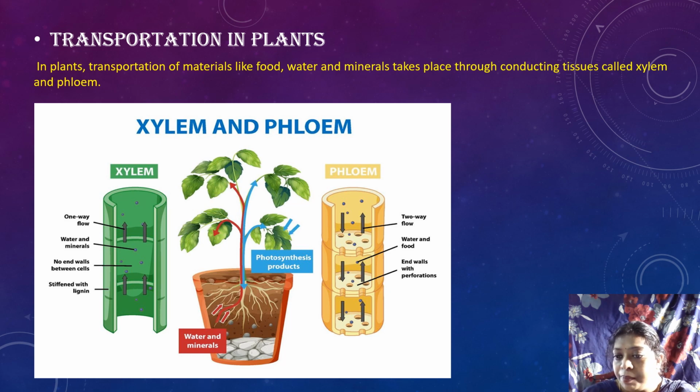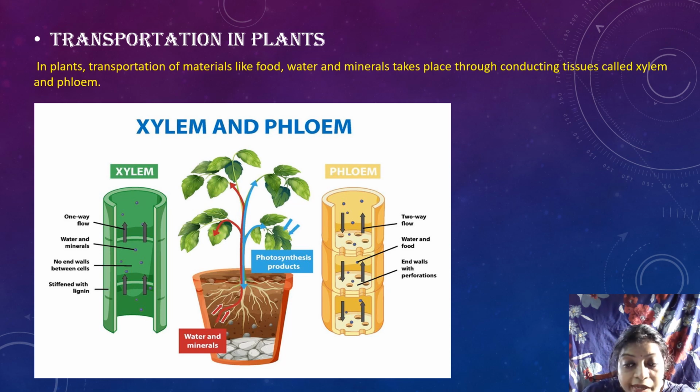How the transportation in the plants takes place. In plants, the transportation of materials like food materials and minerals takes place through the conducting tissues called the xylem and the phloem. There are two different types of conducting tissues. Before that, you must know what a conducting tissue is. Conducting tissues are a group of cells seen in the plant, responsible for transporting the food materials and water to the different parts of the plant.